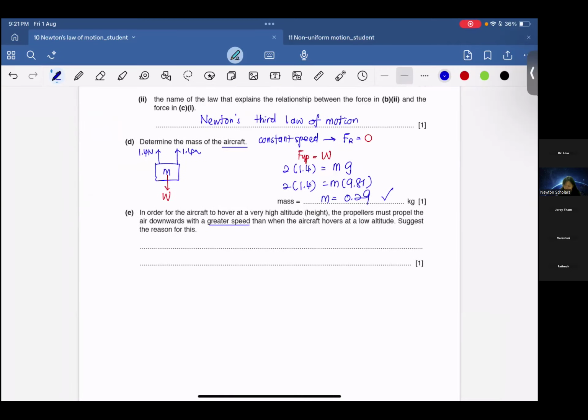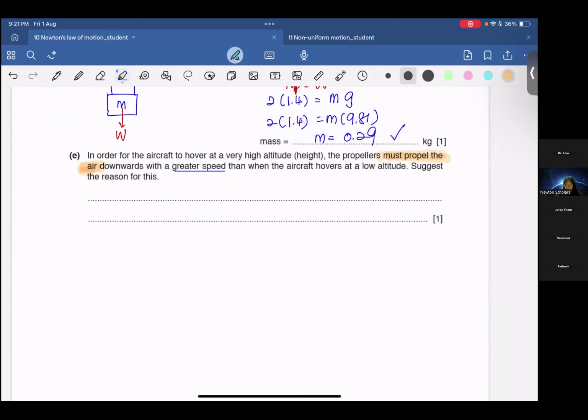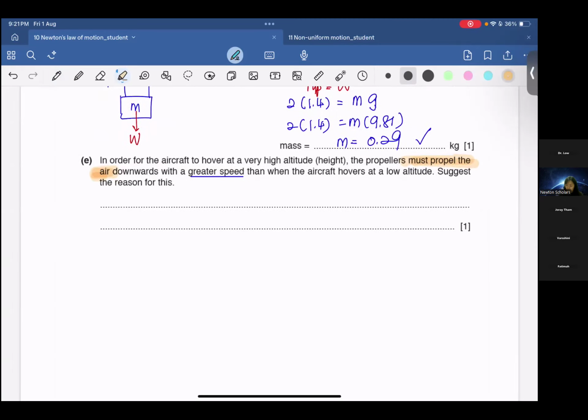See? Why do we need to propel the air with a greater speed? This is because when we go to the higher altitude, the density of air is less at higher altitude. That means that the air particles are less. The air particles are less. That's why we have difficulty breathing.